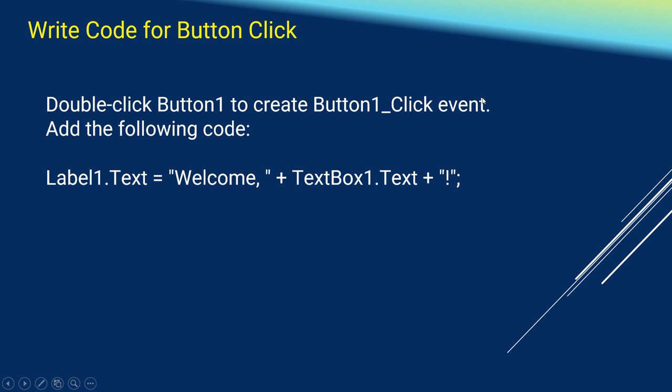Next, we need to add functionality to our button. Double click on Button1 to generate the Button1_Click event handler in the code-behind file. Inside this method, add the following line of code: Label1.Text = "Welcome " + TextBox1.Text. This code will take the text entered in TextBox1 and display a welcome message in Label1 when the button is clicked.